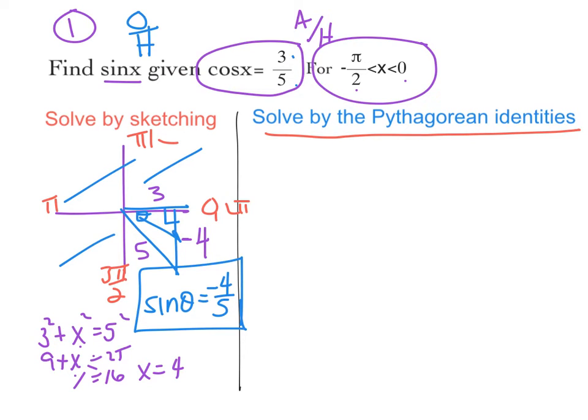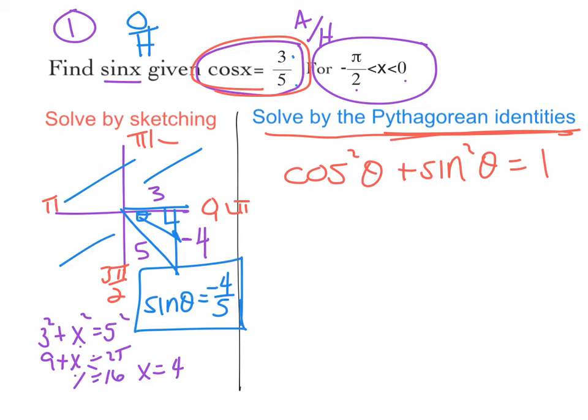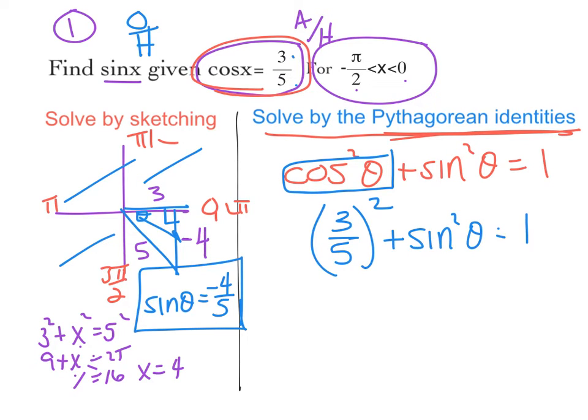So here's what you do. You start with the Pythagorean trig identity. Cosine squared theta plus sine squared theta equals 1. And you plug in what you know. Cosine of x is 3 over 5. So I can replace this cosine theta with 3 over 5. Now here's the one catch. The formula is cosine squared. So you have to wrap that up and square it. Why? Because there's a squared here. So you know cosine of x is 3/5, but you have to square it. And then I'm going to leave plus sine squared theta equals 1.